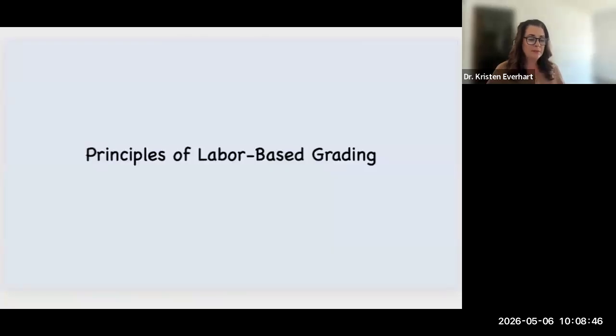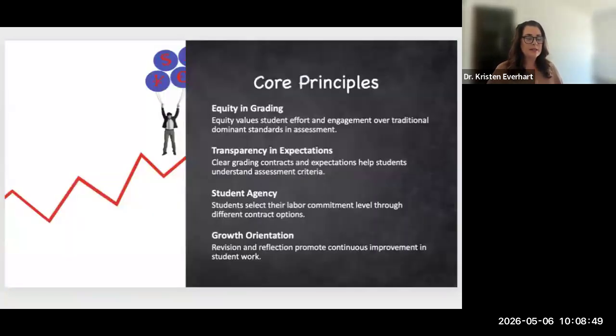So, the basic principles of labor-based grading. Think of these core principles as guiding principles when you're making changes to an assignment or redesigning your course. It's really refocusing the description of your assignments, and how those are described in your rubrics, so that they're focused on effort and engagement over the traditional dominant standards, think checkbox rubric. This is 1 point, this is 2 points, this is 3 points, right? You're going through and revising that language to be effort forward and engagement forward: authenticity, sincere effort, that kind of stuff.